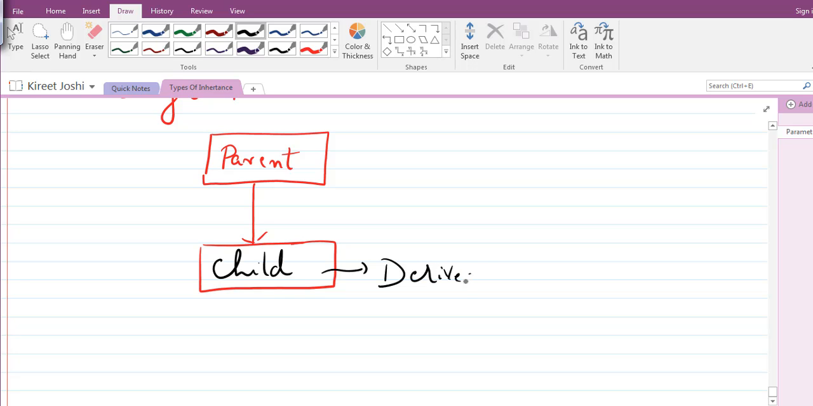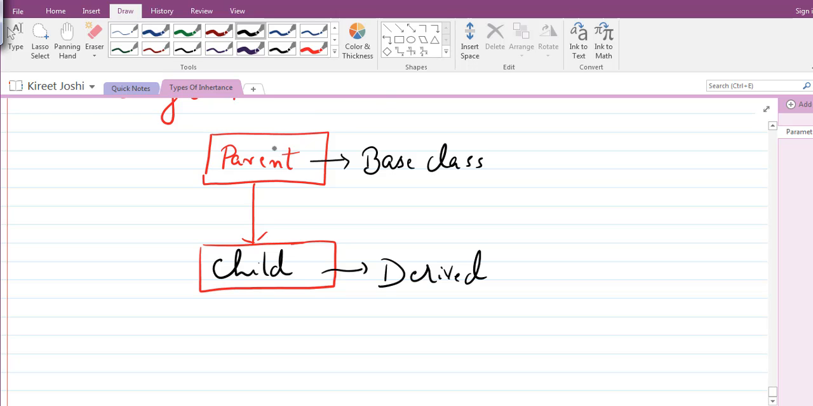This is also known as a derived class, and the parent class is also known as a super class. And the parent class is also known as a base class.